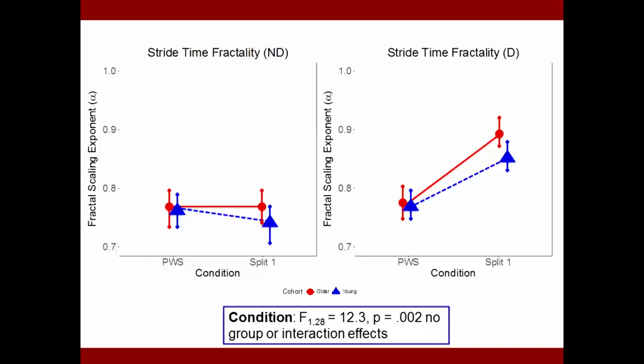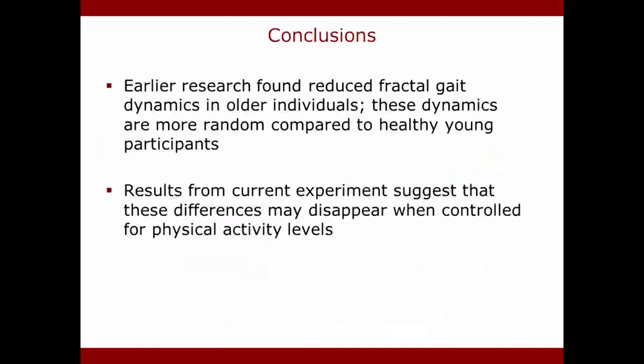Also, their changes in terms of the split belt paradigm were the same, so no differences in response to the adaptation of the split belt in terms of their fractality, and most importantly, they also showed no differences in our key adaptation measures, both in phase deviation and time to adapt. The old and young group showed no differences. So a very important result from this is that when we control for physical activity levels, we do find inconsistent results. Certainly earlier differences between old and young are eliminated in terms of the fractal dynamics, as well as the adaptation to this split belt paradigm.